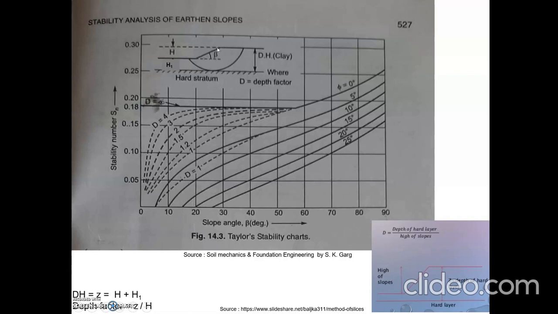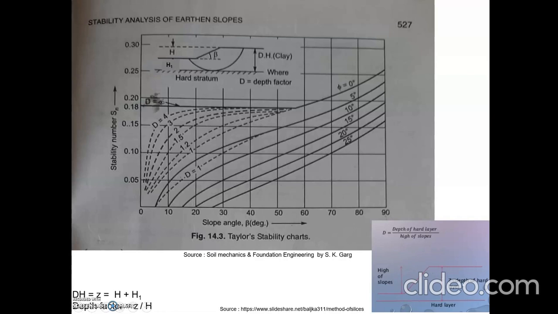Here we can see in the figure the slope angle is beta and the height of the slope is h. And there is a hard stratum at a distance h1 from the ground surface. So this is the ground surface and this is the top of the embankment. And the distance between the top of the embankment and the hard stratum is given by d into h, which is equal to h plus h1.